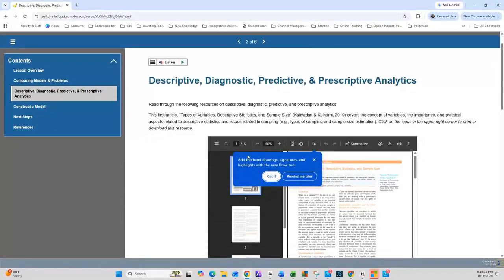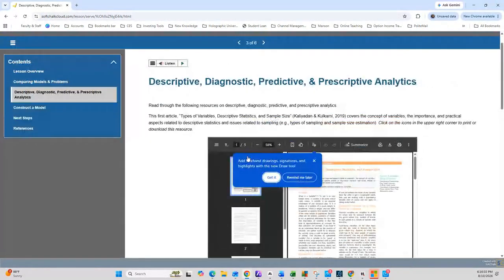And then your descriptive, diagnostic, predictive, and prescriptive analytics. Notice this is going to be very helpful to you also. This final article, types of variables, descriptive statistics, and sample size, covers the concepts of variables, the importance and practical aspects related to descriptive statistics, and issues related to sampling.